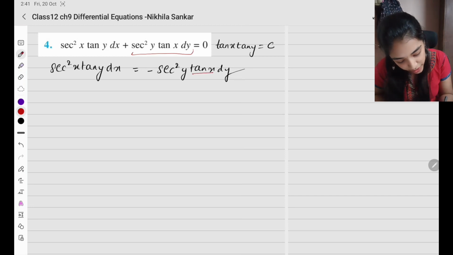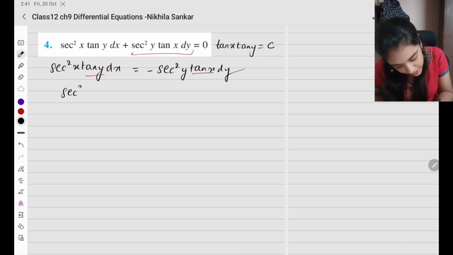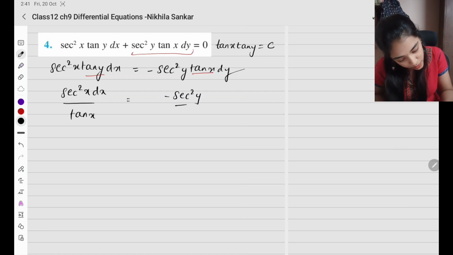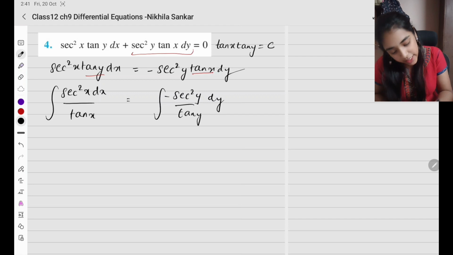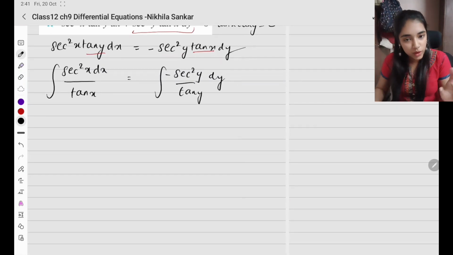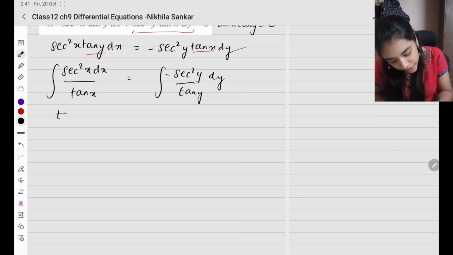So on this side I'm going to take tan x to this side, and tan y to the other side. So I'll have secant square x dx divided by tan x equals minus secant square y divided by tan y times dy. Taking integration on both sides. So on both sides it is the same form. On the left side you have x, on the right hand side you have a y. So what am I going to do? Substitution method. Taking tan x to be t.